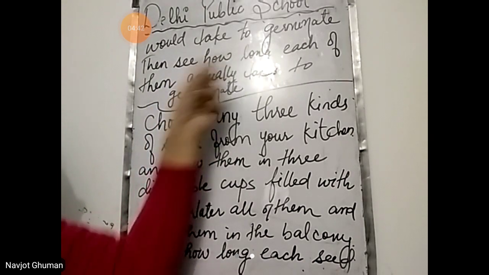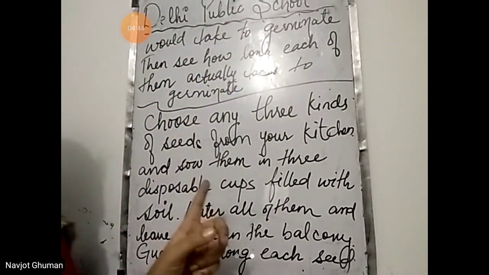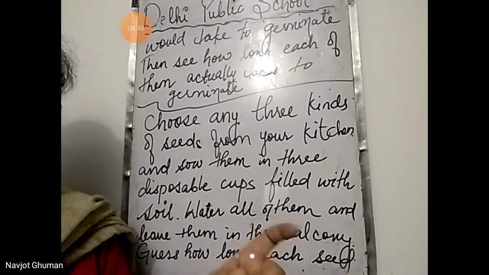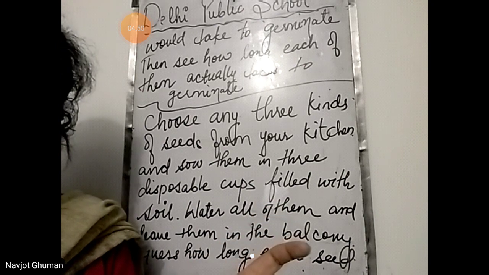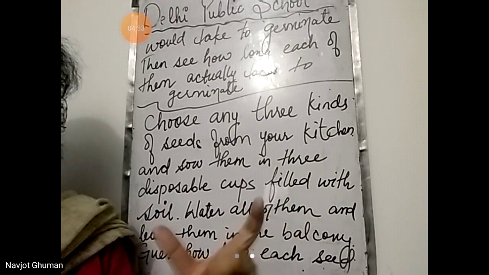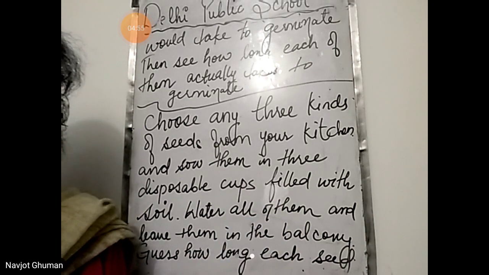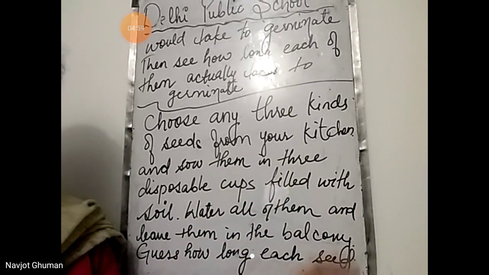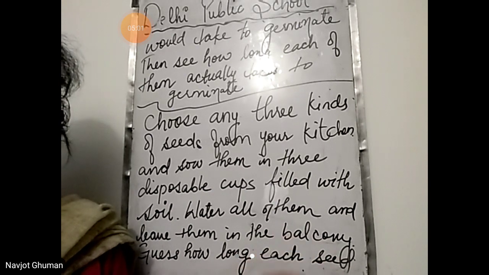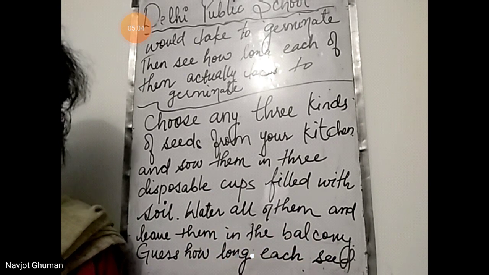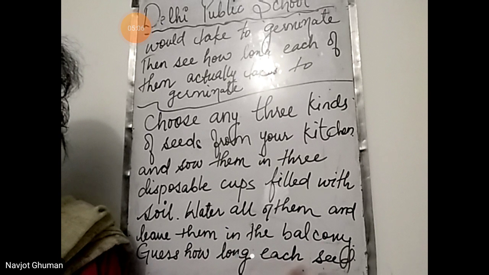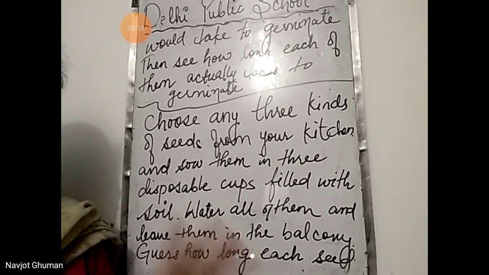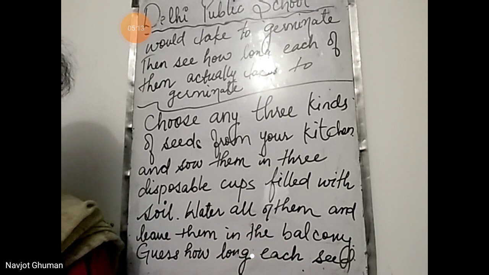Then see how long each of them actually takes to germinate. तो एक एक सीड का आपने हिसाब लगाना है कि कितने टाइम में वो सीड जर्मिनेट होता है, कि how much time that seed takes to germinate. So this is the simple activity. Take 3 kinds of seeds, sow them in the disposable cups filled with soil, water them, leave them in the balcony or in the veranda of your house, then see or guess how much time each of them will take to germinate.